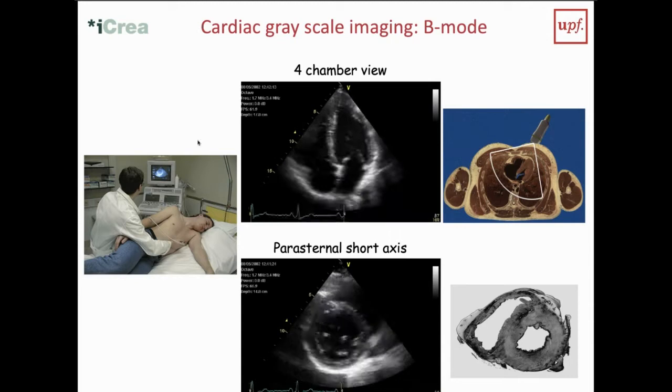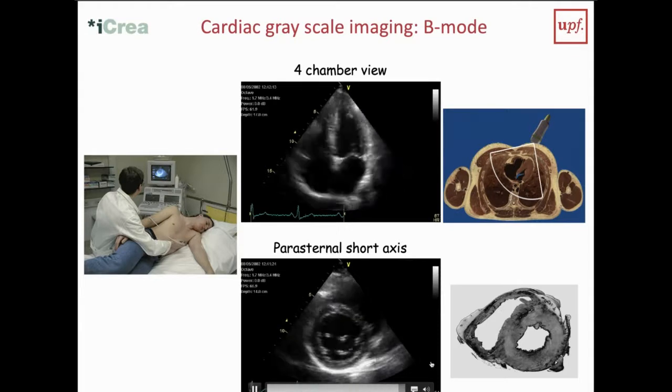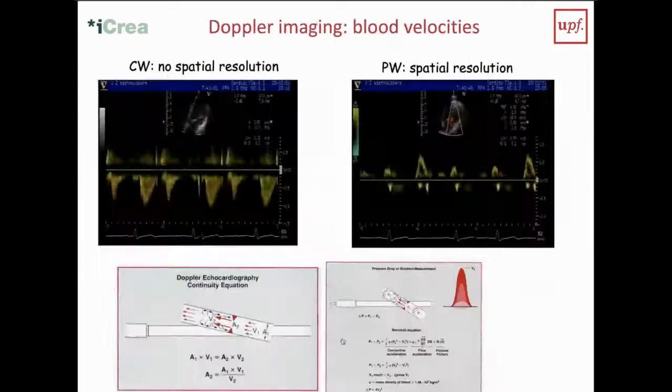So here you see a cross-section as if you would go perpendicular to this view, so you see what we call the short axis view. So you see nicely how the heart is contracting in a short axis. And here again, you also see the valve flapping in between. So these are very typical views that you can see.